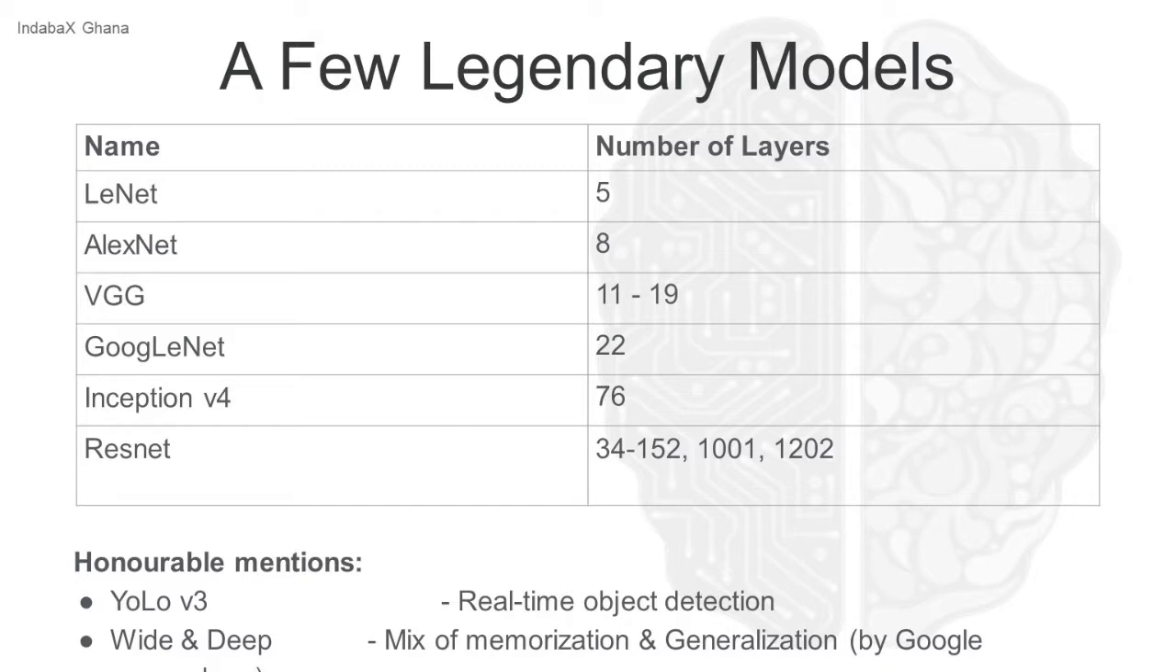So YOLO version 3, and YOLO here stands for You Only Look Once. I explained how the convolutional neural network works. It has a kernel that is sliding across the screen. YOLO does something that's entirely different.